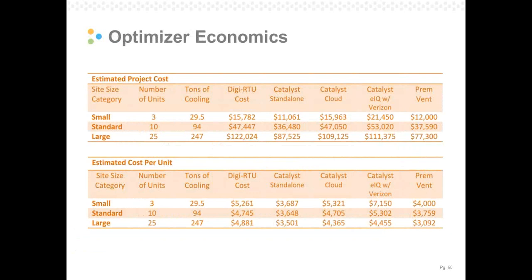Then we asked the manufacturers and calculated what the cost would be, and in the case of the premium ventilation, based it on our experience installing the premium ventilation package. On the first table, the estimated costs are the total cost at the site, with the Digi RTU having the highest cost for the larger sites, and the Catalyst having higher cost the more options you add to the Catalyst controller. The premium ventilation was in all cases the lower cost installation.